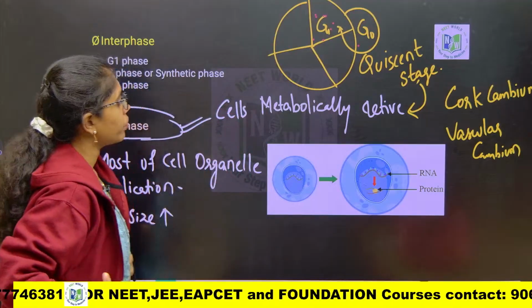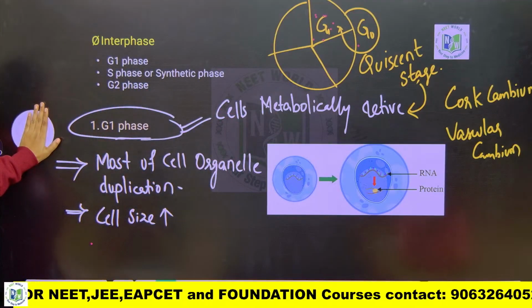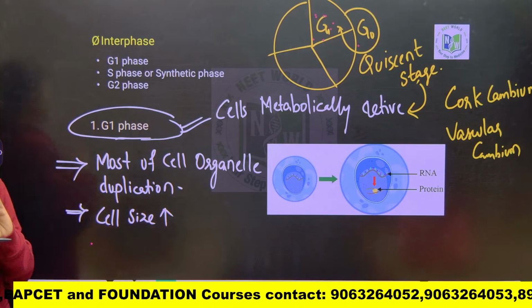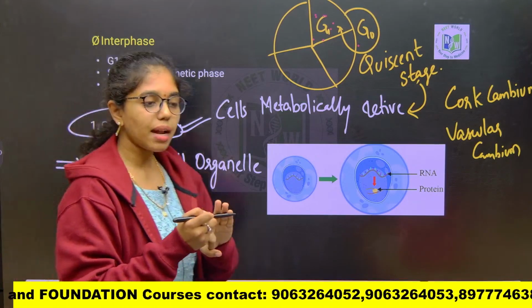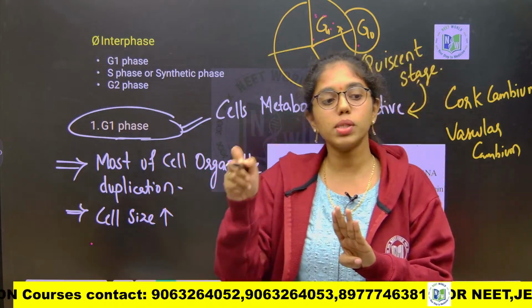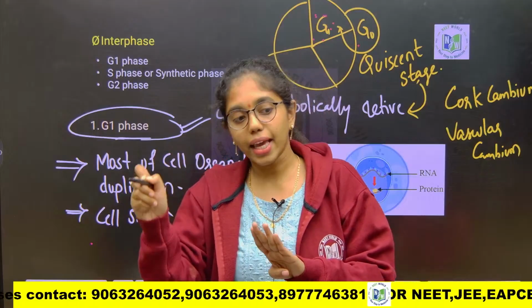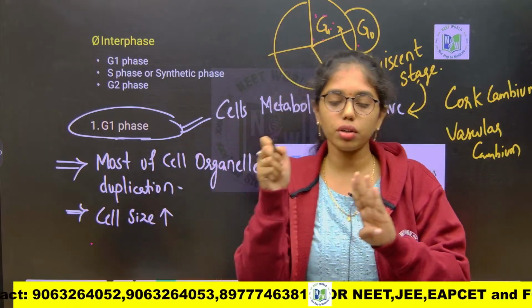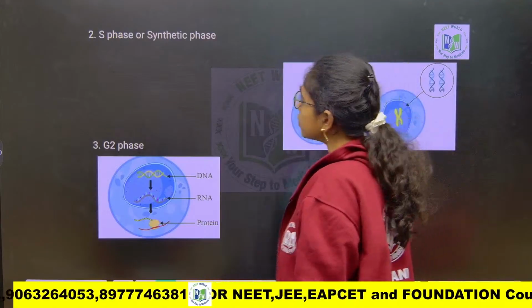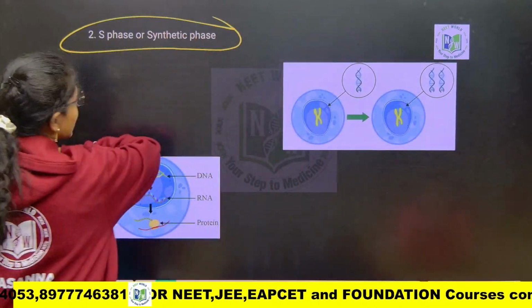Clear right now? So in the G1 phase, what are the major activities you will remember? Most of the organelle duplication, and cell size will be increasing. Cells are metabolically active. And those cells which rarely divide will move to the quiescent stage, that is G0. Again, if they go back to division, from G0 to G1 only they will come. Clear, right? Next, you see the S phase or synthetic phase.